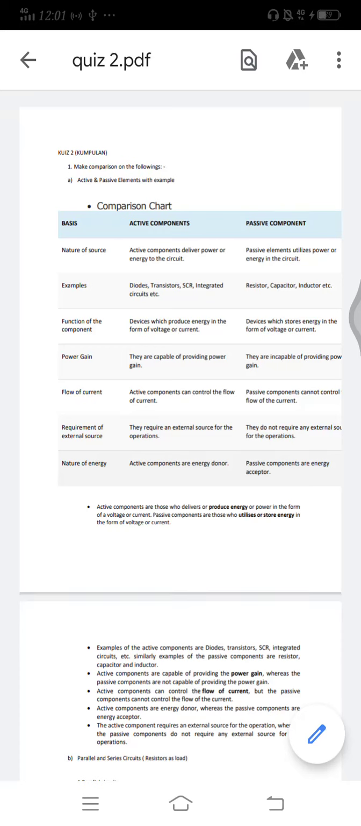This is for our quiz 2. The first question is to make a comparison of the following active and passive elements. This is our comparison, based on the basic nature and source of the components.